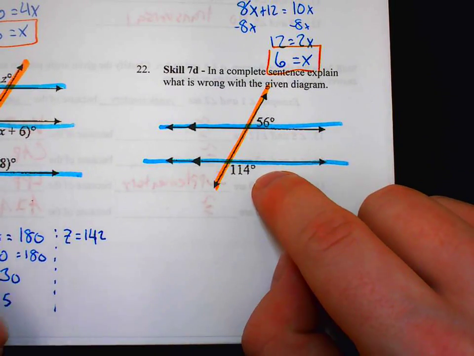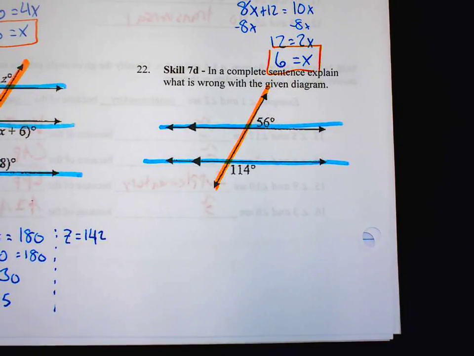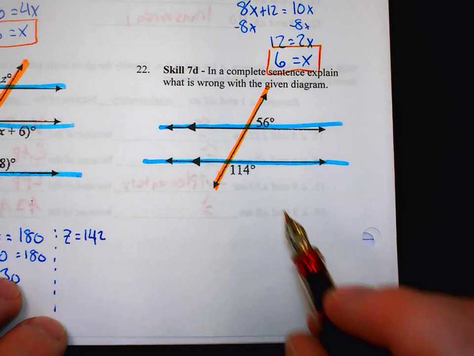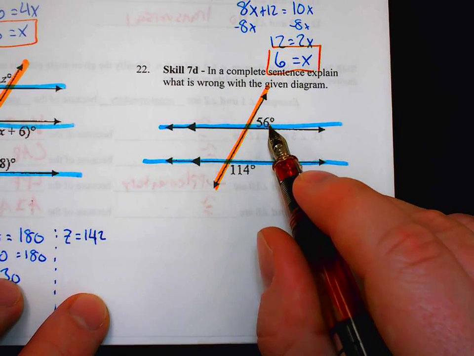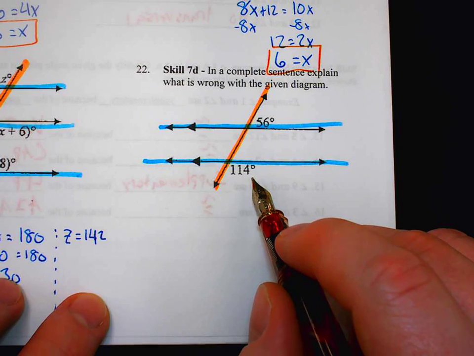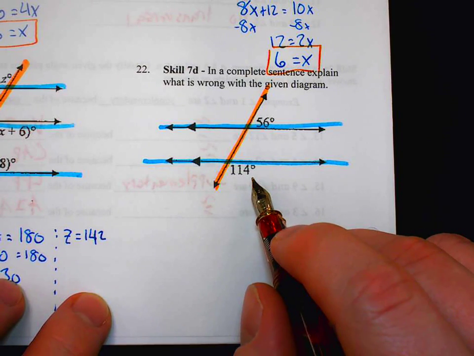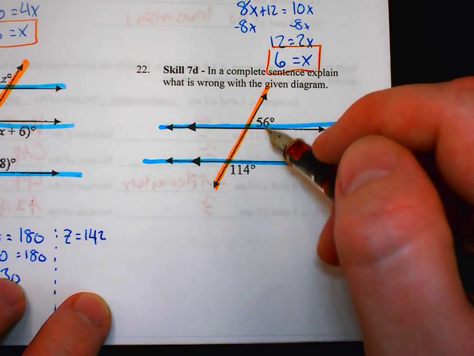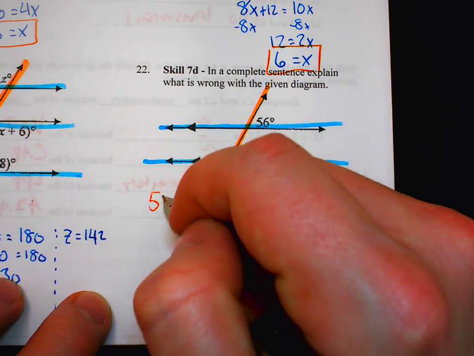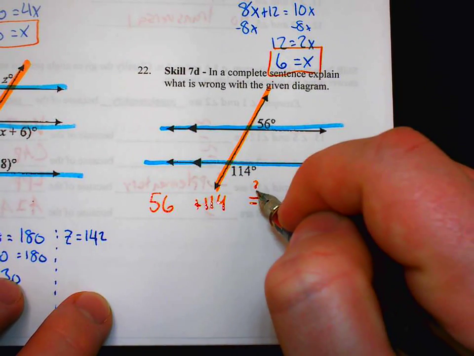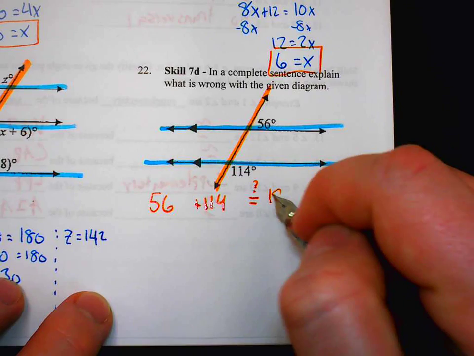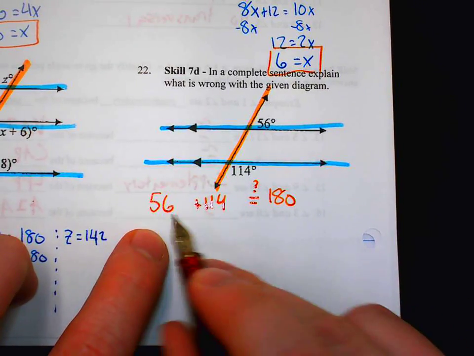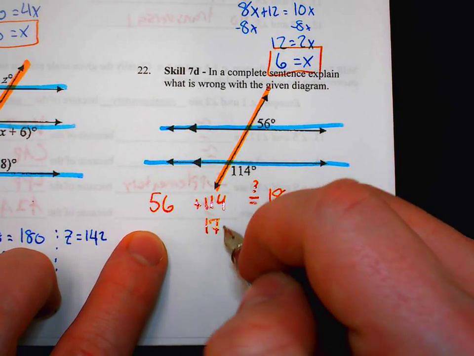56 and 114 are both outside of the parallel lines and on the same side of the transversal. So these are supposed to be same side exterior angles. Exterior angles should be supplementary, meaning they add to 180. However, if you add 56 and 114, you will get 170.